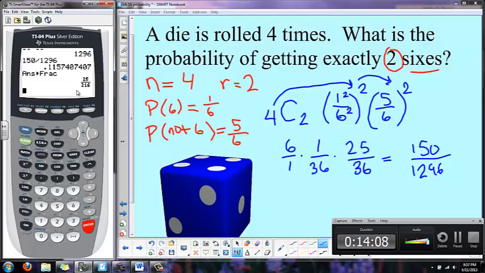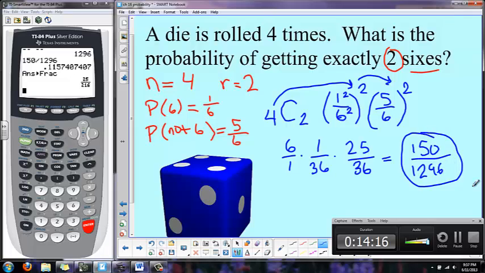That will not be an answer on the test. This is what will be an answer on the test. So that's why I don't want you to simplify this. Okay? We're going to do more problems when I come back.